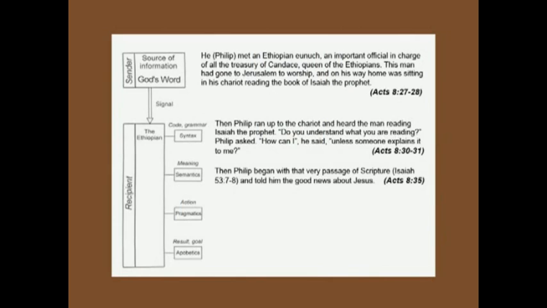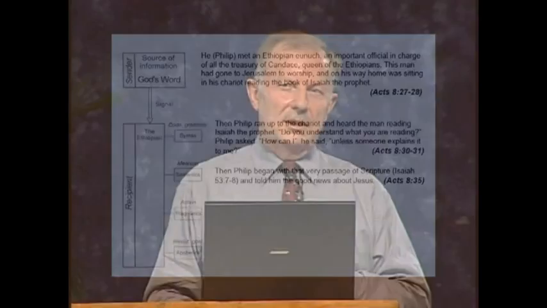And now we will see how he is coming to the next level of information. We find it in verse 35. Then Philip began with that very passage of scripture and told him the good news about Jesus. Philip explains, here is written about Jesus Christ. And that is the good news. That's the gospel. And he explained it to him and he understood it. And so he came to the next level of information.